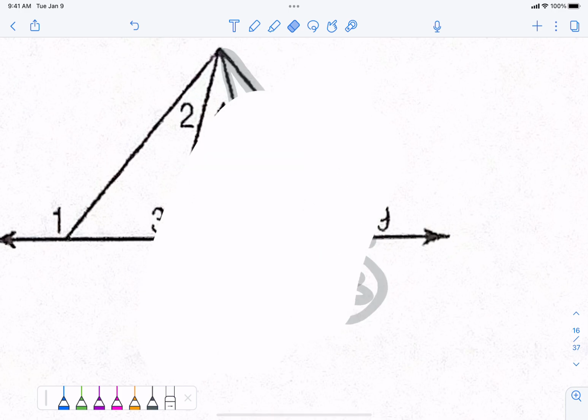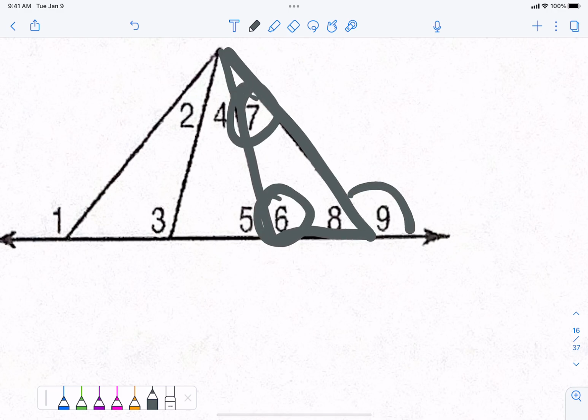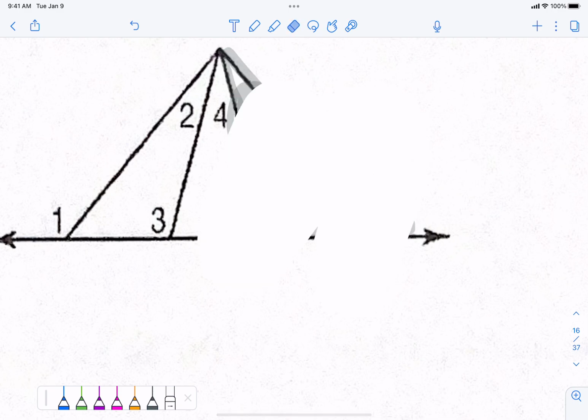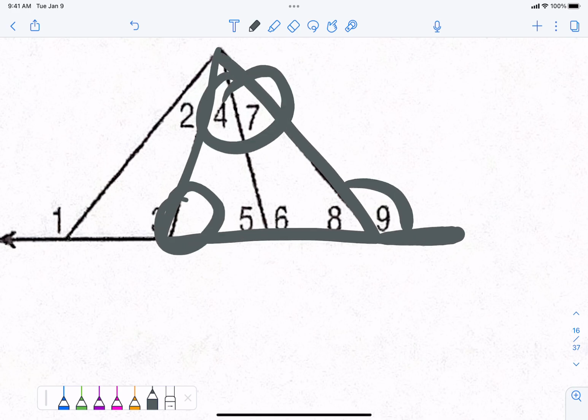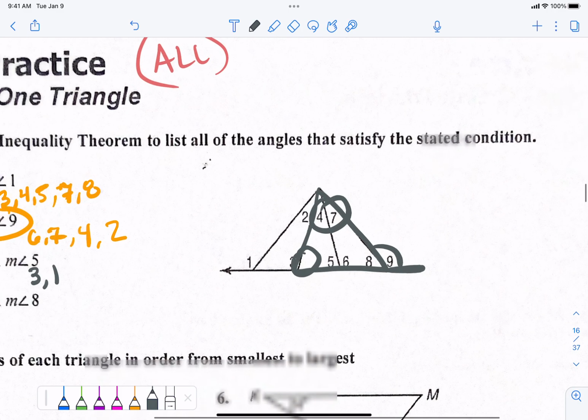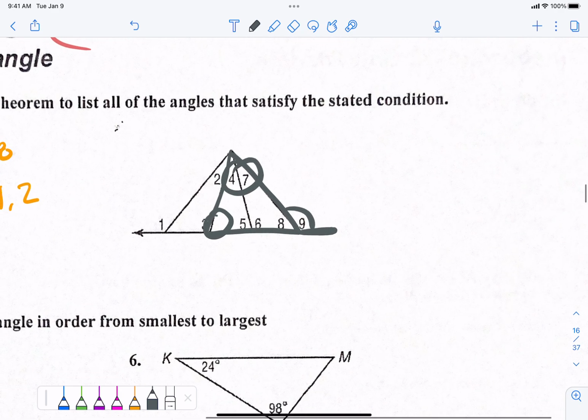Okay, I get you. 9, which two angles add together to make 9? 6 and 7. Nothing about 5. Right? And if I make 9 bigger, like if I do this one, which two angles add together to make 9? Now this one and this one. Nothing about 5. Right? So, 9's not in the group anywhere. Measures bigger than angle 8.